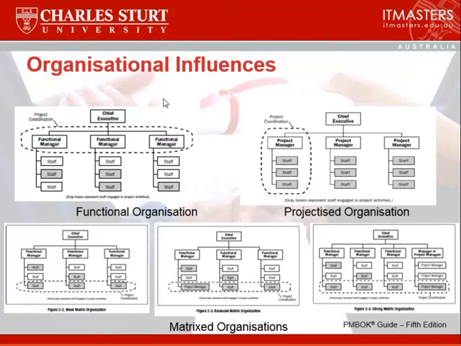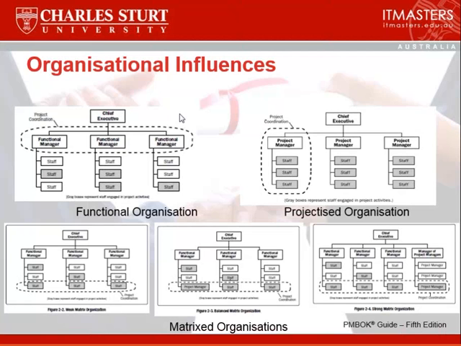A very important aspect of the project manager's life is what type of organization the project manager is going to be working in. The type of organization has a bearing on their ability to manage a project and gives them power and authority to do the work they need to do to be effective. The different types of organizational structures in PMBOK are firstly a functional organization, secondly a projectized organization, and the third type is a matrix organization.